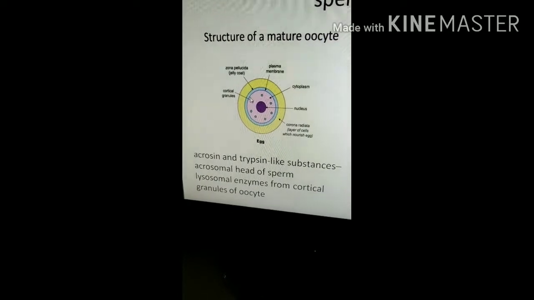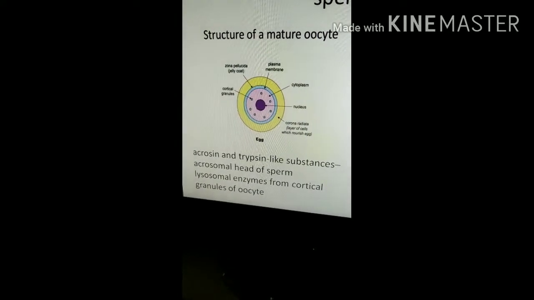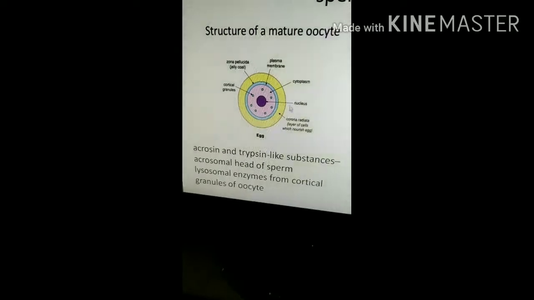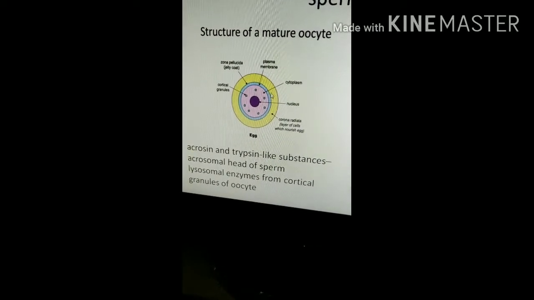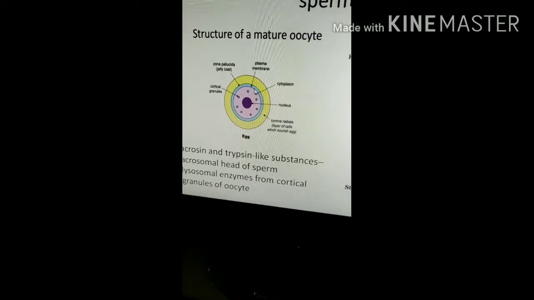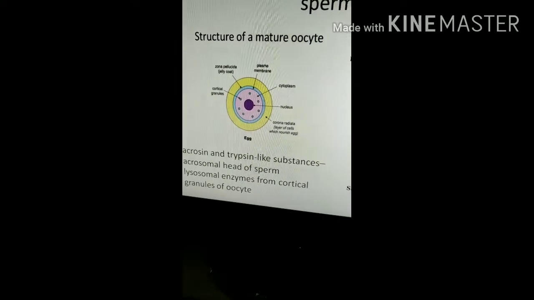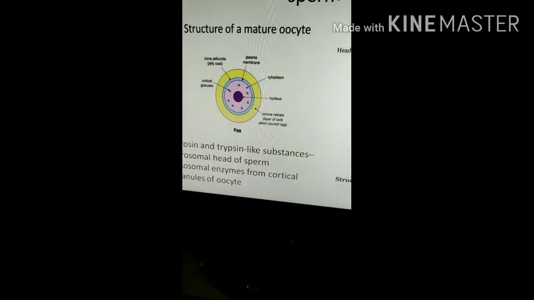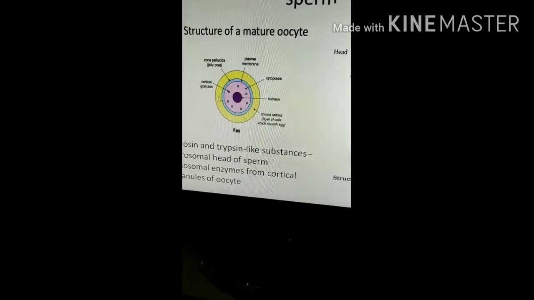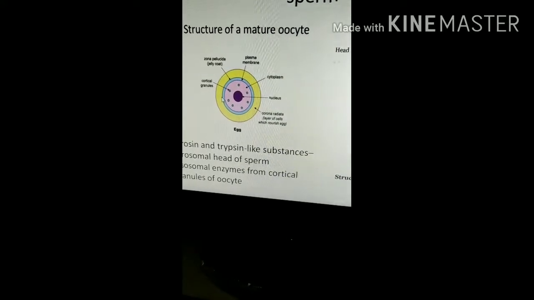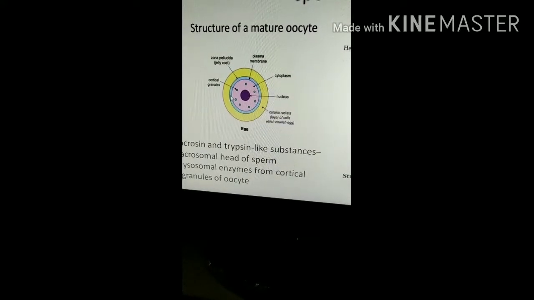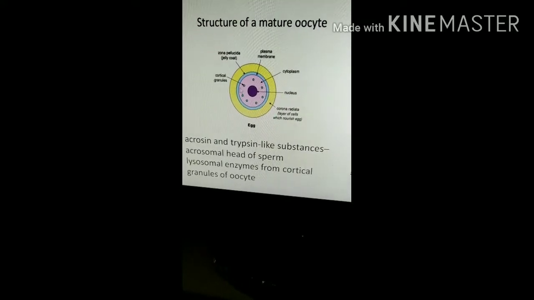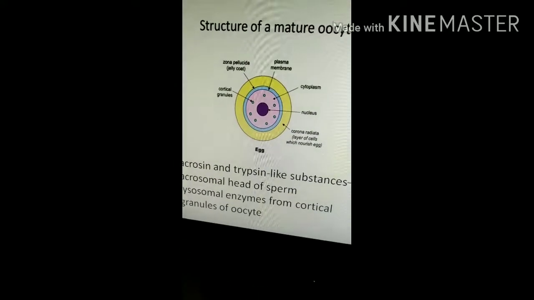The plasma membrane of the oocyte is surrounded by the zona pellucida. But the two structures are not fused, so there is a gap known as the perivitelline space. This perivitelline space contains the polar body. If asked where the polar body is present, it is present between the zona pellucida and the plasma membrane of the oocyte. This space is known as the perivitelline space.